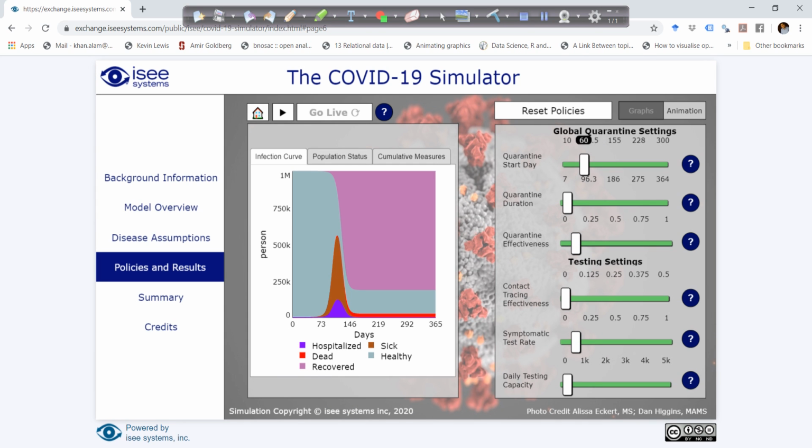So here we have a few simple policy variables, and here we can see the infection curve. Given the basic set of variables, like a quarantine start day of 60, so on the 60th day you start the quarantine from the first day the person enters the city, then a quarantine duration of only 14 days and quarantine effectiveness of, say, just 10%, which is reasonable in less educated countries, or where the population is quite rebellious.